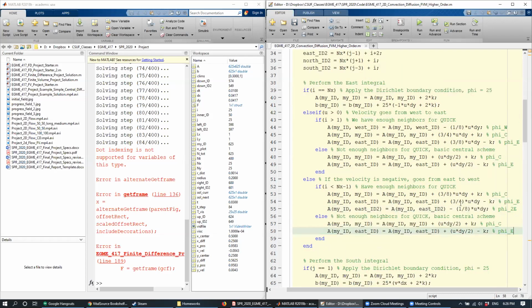So that's the east integral, and basically all the other integrals follow the same trend. I'm not going to go over those, but you follow the same process: first you check if there's a boundary condition, then you check the direction of the velocity, then you check if you have enough neighbors. So there are 3 things that you need to check. It's complicated, and it's a lot, but this combines the best of everything, where you have a convection scheme that's upwind, so you don't have to worry about stability, and you have a scheme that's more accurate than the basic scheme.